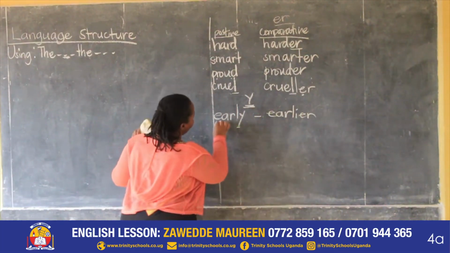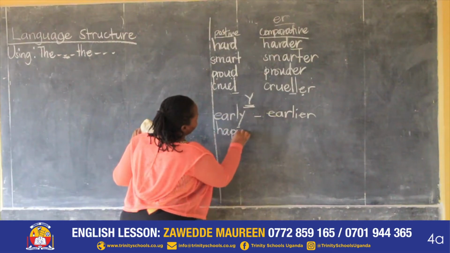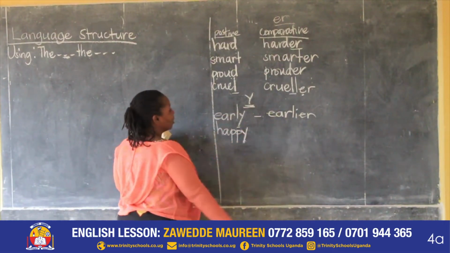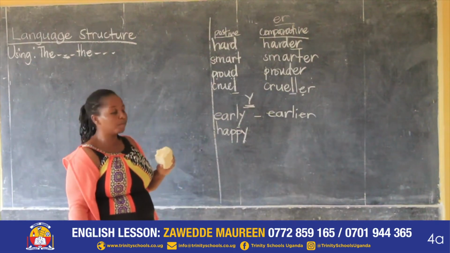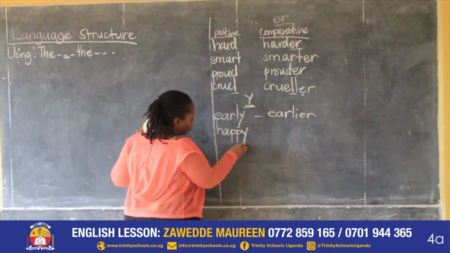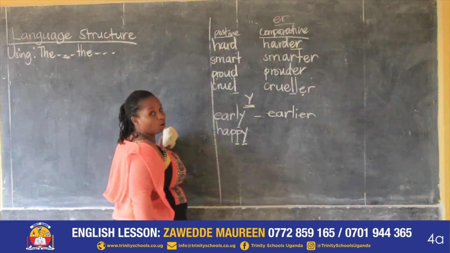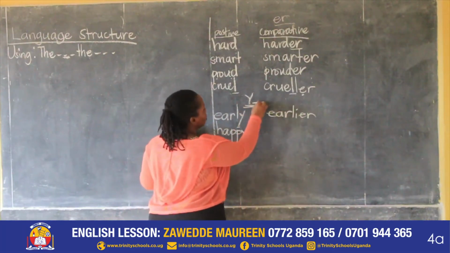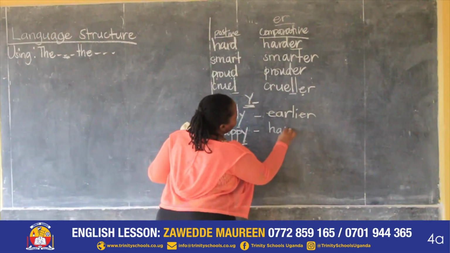We have the word happy, not my friend Happy Mutella's name, but an adjective, happy. Once it ends with letter Y and there is a consonant before it, we change Y into I and say happier.